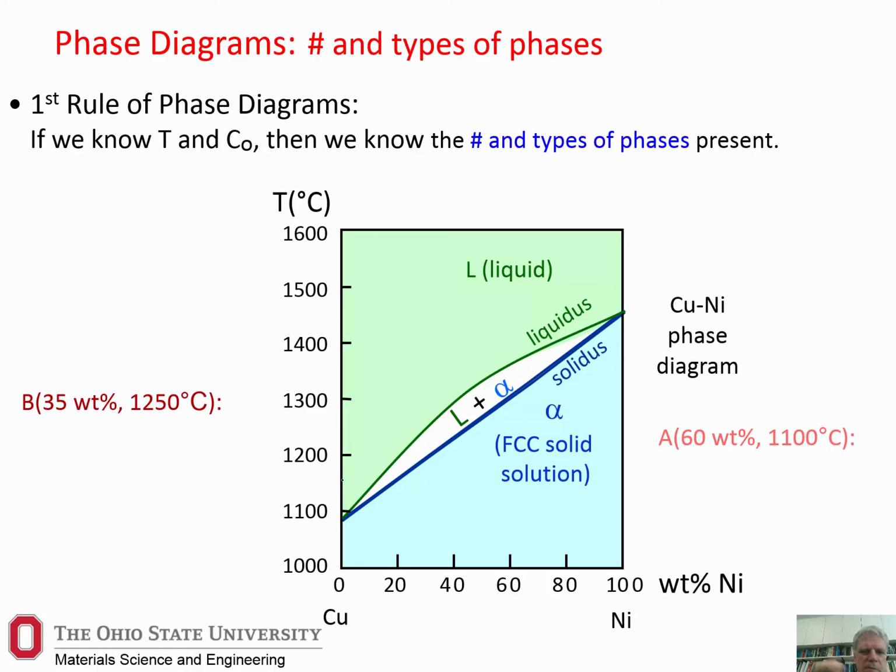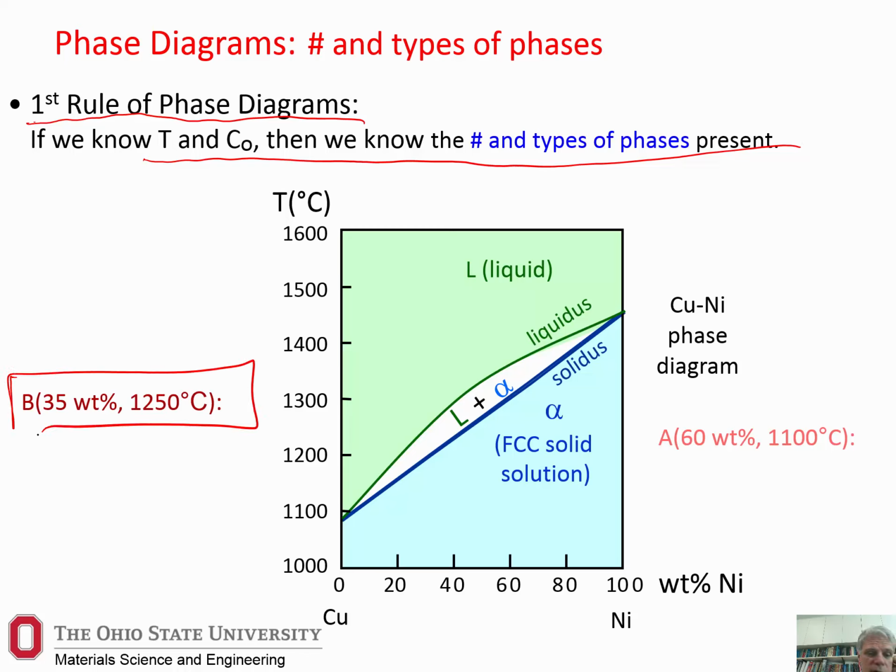Okay, so let's go back and visit our three rules of phase diagrams. The first rule of phase diagrams: if we know the temperature and composition, we know the numbers and types of phases that are present. So let's consider a particular point here where we've got 35% nickel at 1250 degrees C, so sit about there, 1250, boom, you get a point right about there. And we know that there are two phases present there, liquid and alpha.